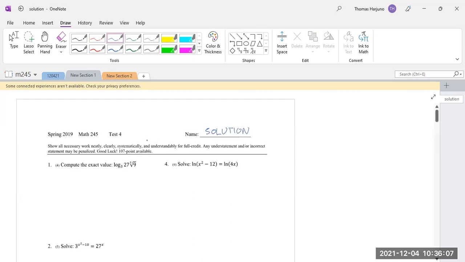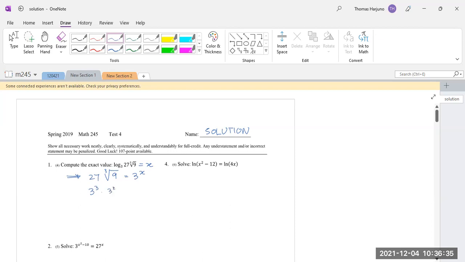Number 1, compute the exact value of log base 3 of 27 times the cube root of 9. Let's call this x for a while. If we rewrite that in exponential form, 27 times the cube root of 9 equals 3 to the x. You see the base is base 3, right? So this is 3 cubed.